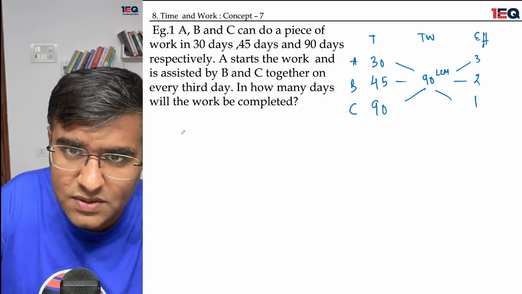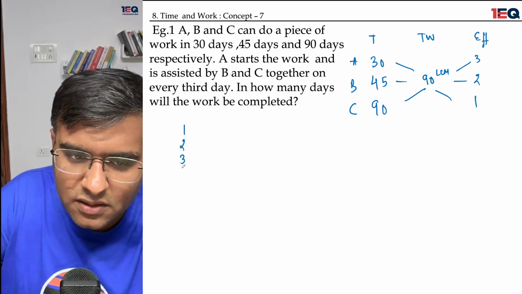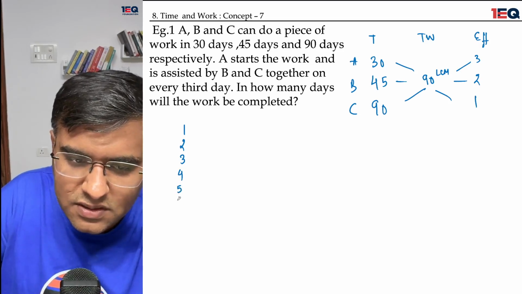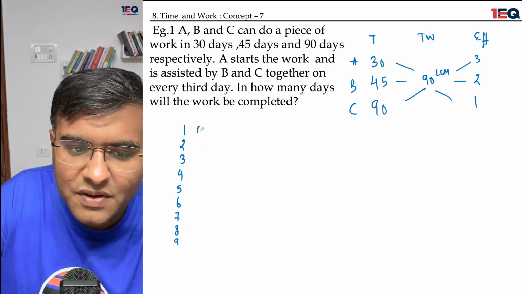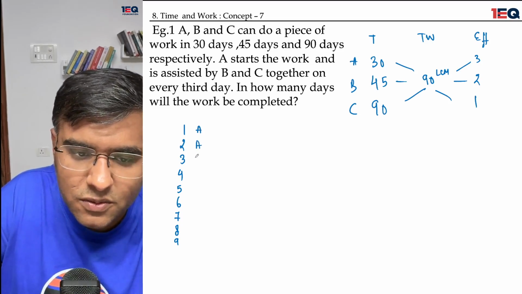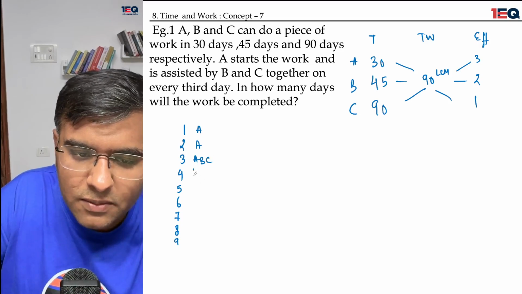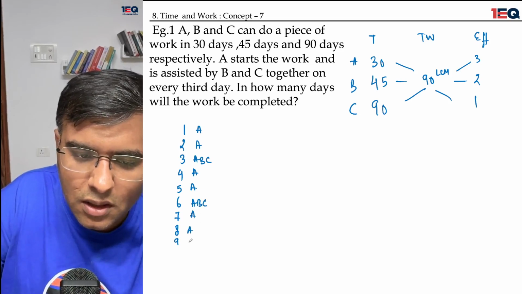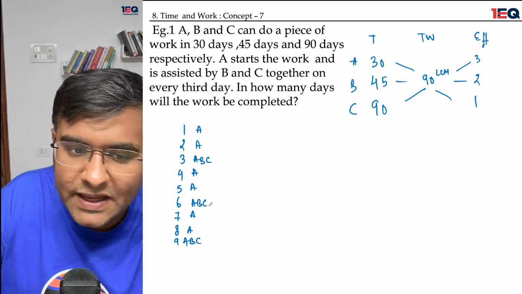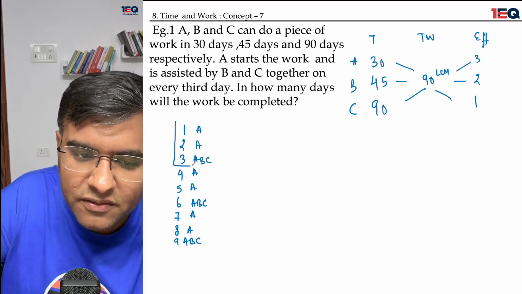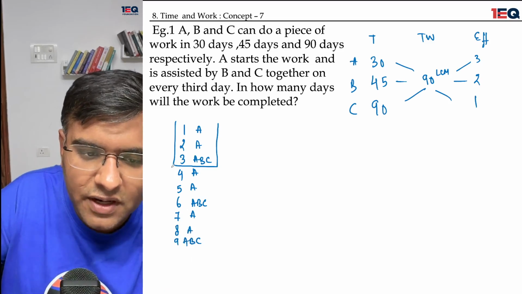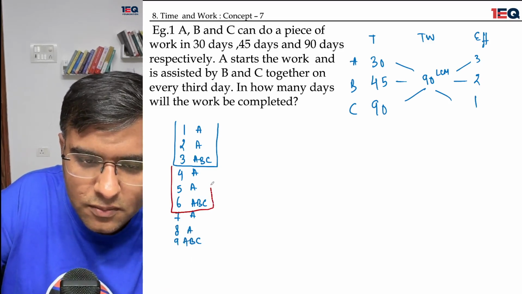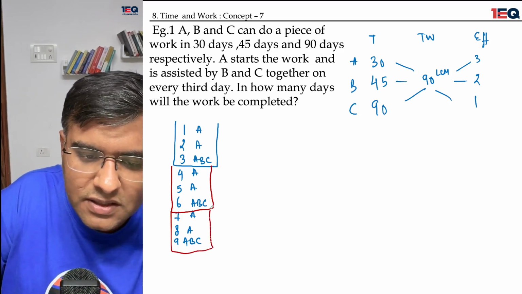So just see what's going on. First day, second day, third day, fourth day, fifth day, sixth day, seventh day, eighth day, ninth day. On the first day, A is working alone. On the second day, A is also working alone. On the third day, ABC. Similarly, A, A, ABC, A, A, ABC. I can see that the pattern is repeating itself after every third day.